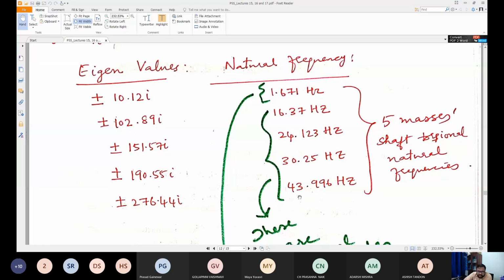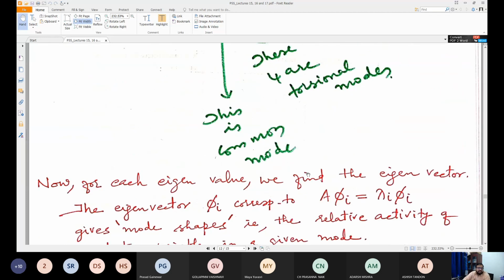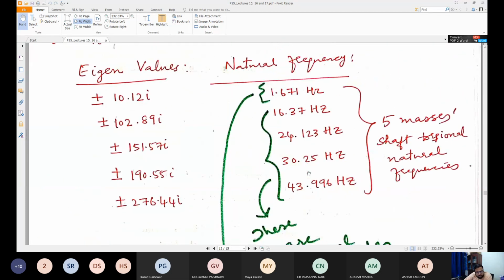Now what will we do with these frequencies? What is the advantage of getting these frequencies? We have to find the mode shape of torsional oscillations. What is mode shape? If we have oscillations in these 5 masses, it can be like this: 2 masses oscillating with respect to the other 3 masses. Or the first 2 masses can have another oscillation like this. Or all the masses will have oscillation with the common system.